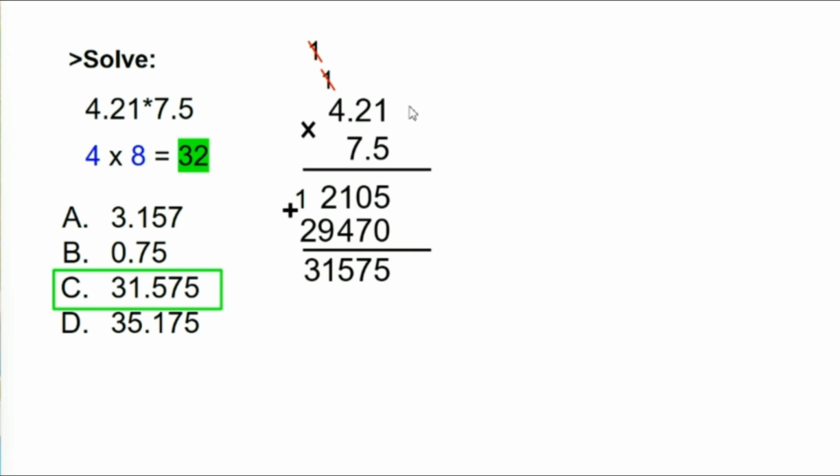It's going to be from the first number, 1, 2. 2 decimal places. And then on the next number, just 1. So we're going to add those two. So 2 plus 1 is 3. Now we count 3 decimal places on our answer. So it's going to be 1, 2, 3. And that is where we will place our decimal point.